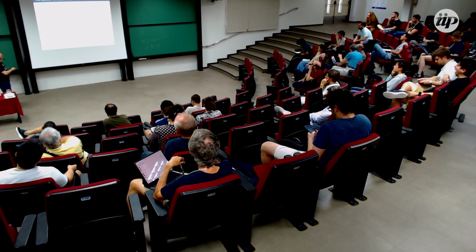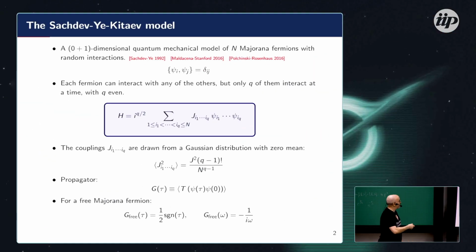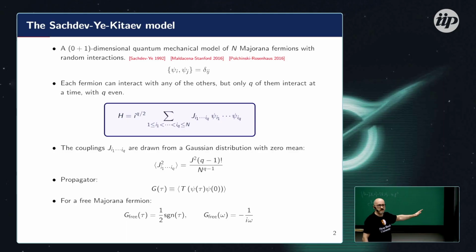Okay, so the propagator of the fermion is this time-ordered propagator here, and we are in Euclidean space for now, following the paper by Maldacena and Stanford from 2016. This is for a free Majorana fermion. This is a simple calculation. You just get this sine function in tau, and in momentum space, you just have a 1 over the frequency for the propagator. Is this perfectly clear? Can I move on?